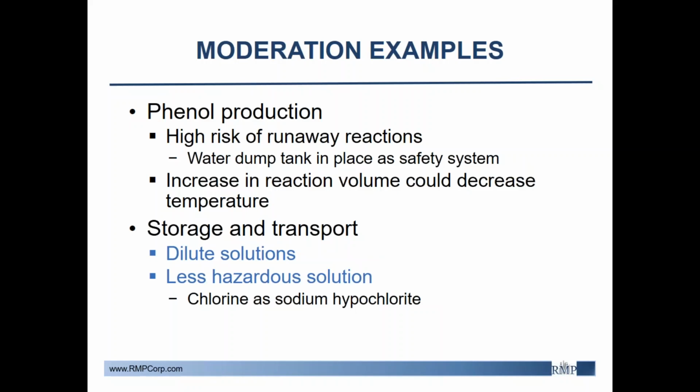So one example of moderation exists in the production of phenol. Phenol production involves a reaction stage that operates within 10 degrees Celsius of the temperature where a runaway reaction can occur. So to help with this, a water dump tank is installed as a safety system. A way to avoid this problem and even render the dump tank completely unnecessary would be to increase the reaction volume, which would decrease the necessary temperature. And so a takeaway from this example is the idea that inherently safer design is meant to reduce the necessity of complex safety systems by making the process conditions themselves inherently safer.